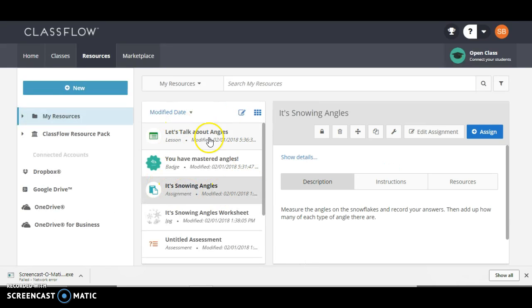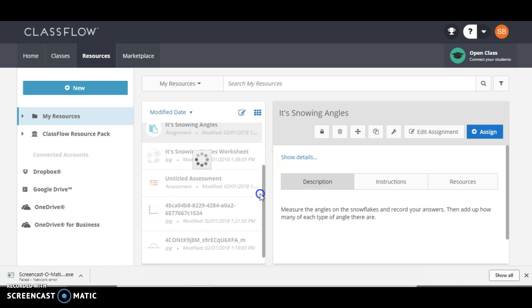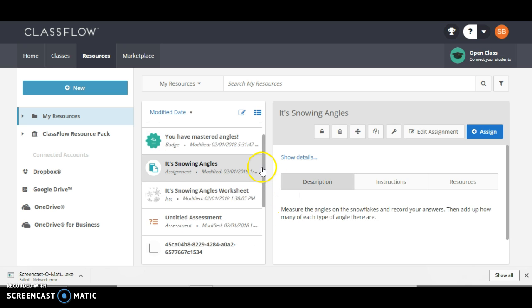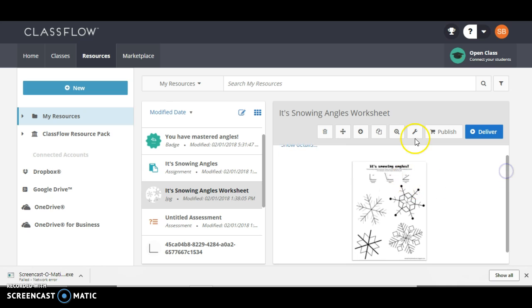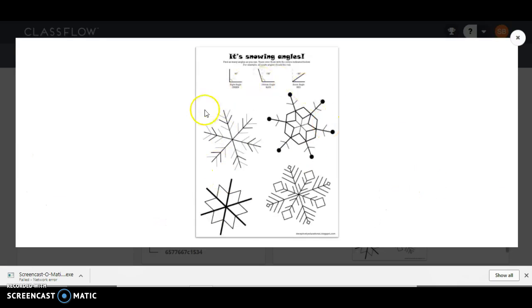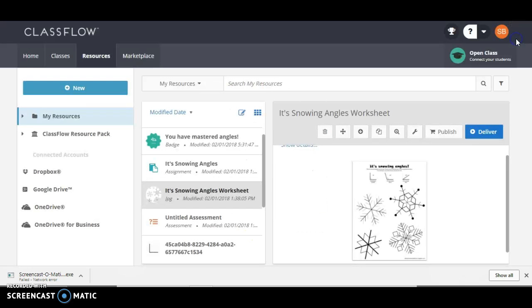We'll talk about the lesson, and then we will go into doing an assignment. For their assignment, it's Snowing Angles. They will take a protractor and they will be given this worksheet that has different snowflakes with different angles on them. There are reminders on the top of which angles we're looking at and talking about, and they're going to identify where all those angles are on that assignment.